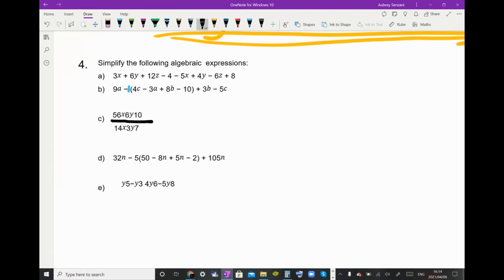To D, we have, is it written out correctly? Just double checking. Yeah, that looks about right. Okay. So first things first, what we want to do is get rid of these brackets. Then we can solve the rest of the expression.